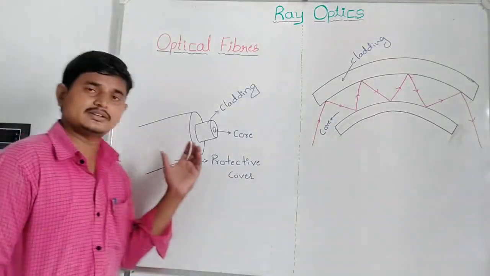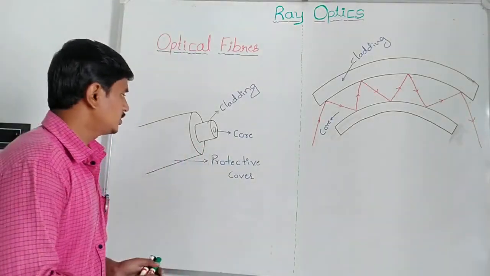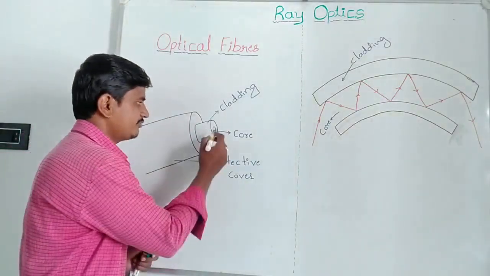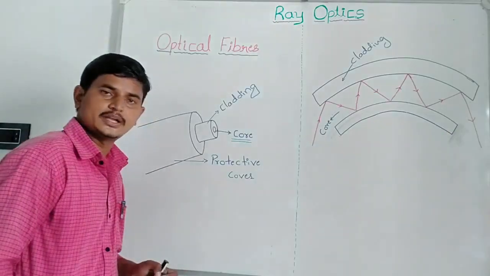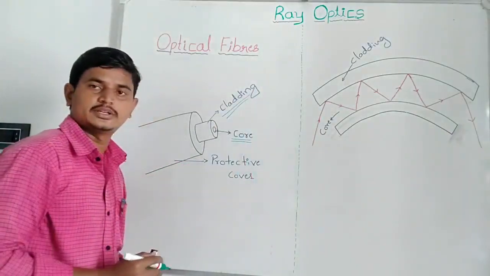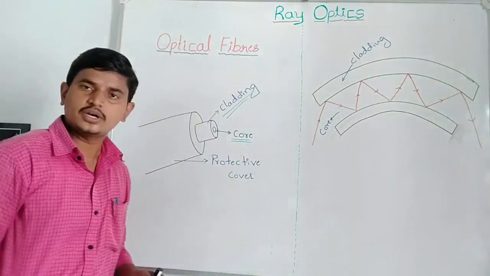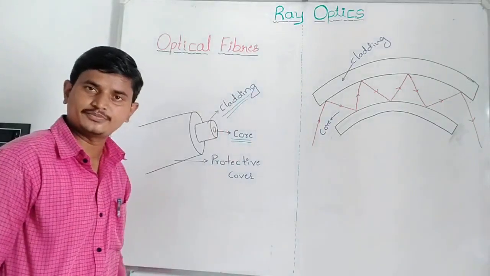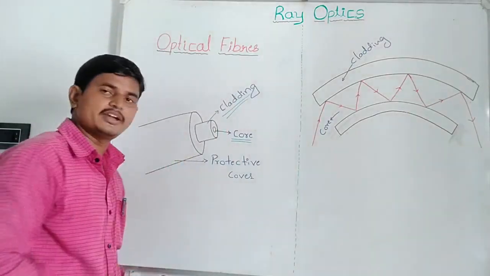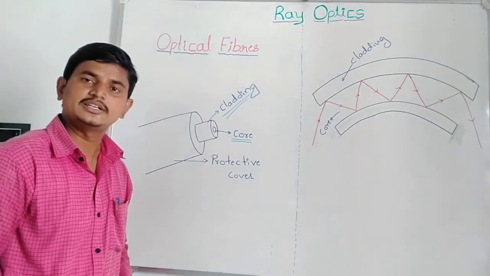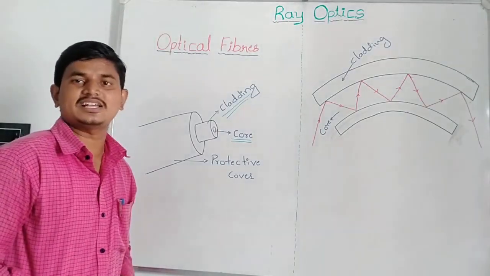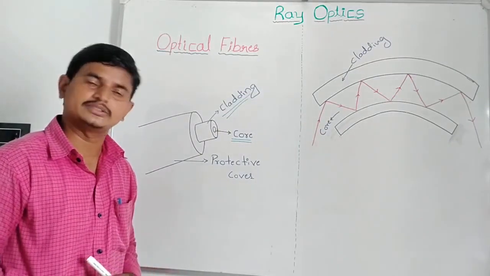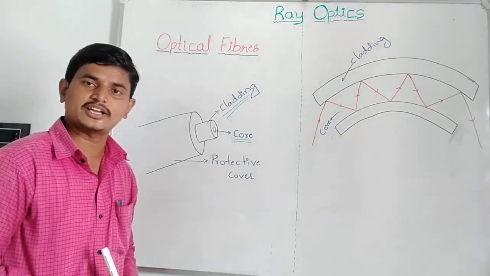This optical fiber is made up of two things. One is a core, which is the center of the optical fiber. Another is a cladding, and along with that a protective cover. This is the fabrication of the optical fiber. The optical fiber works on the principle of total internal reflection. The light can be transmitted through a long distance or any desired direction by the total internal reflection process.